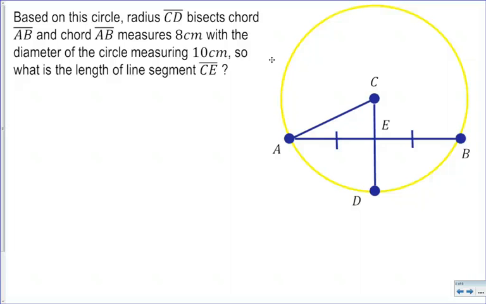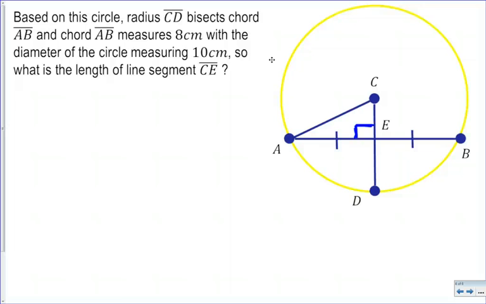Here's what we know. We know that we have a radius, C to D, and it bisects this chord, AB. It bisects it, which means that this side of the chord is equal to this side of the chord. It cut it exactly in half. And notice it comes off of the center. What that means is the only way that would work is if this is a perpendicular bisector. So now we know what that angle is right there. It's 90.